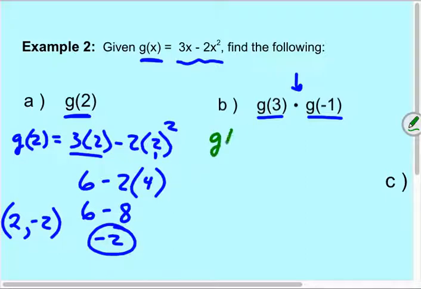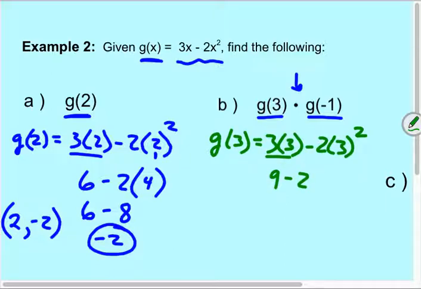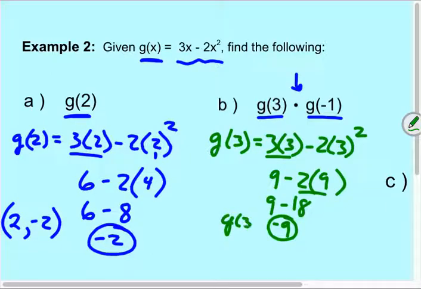let's find g of 3. Okay, let's plug in 3. So it's 3 times x, which is 3 now, minus 2 times 3 squared. 3 times 3 is 9, minus 2 times 3 squared, which is also 9. Order of operations, I'm going to multiply before I subtract. 2 times 9 is 18. So this is equal to negative 9. That's what g of 3 equals.